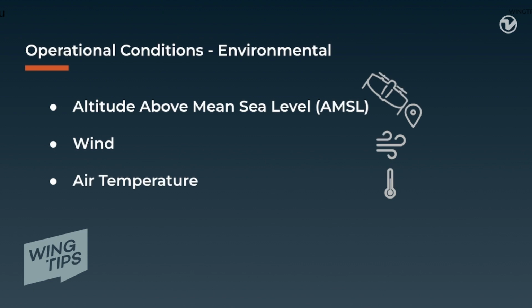Welcome back to part 2 of this WingTip series discussing the questions that you should ask when considering buying a mapping drone. We just left off where we were talking about the technical and some operational conditions that impact flight time. Now we're going to move along to the environmental conditions that also impact flight time. Let's continue. The 3 environmental factors that we'll be covering are altitude above mean sea level, or AMSL, wind, and air temperature. One can expect environmental factors to vary mission to mission.